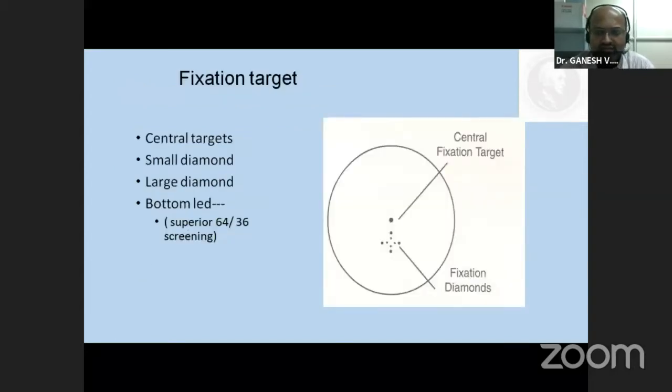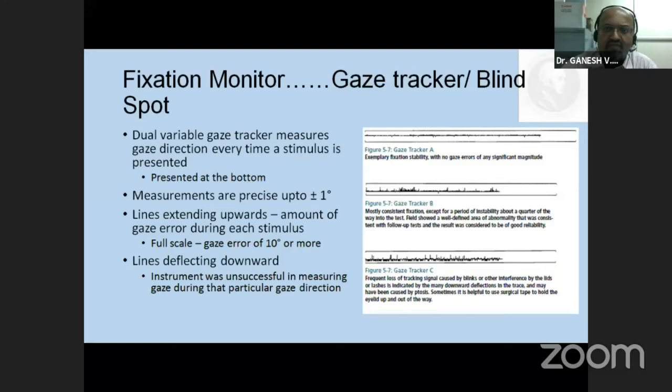Fixation targets are usually central. You have other fixation targets, for example, patients with macular pathology or patients with coloboma can do a visual field also with the other fixation targets. Fixation monitor is done by 2 techniques. One is the gaze tracker, the dual variable gaze tracker, which measures the gaze direction every time a stimulus is presented. So it's given as a strip of small upstrokes and downstrokes at the bottom of the visual field, and they are very precise.